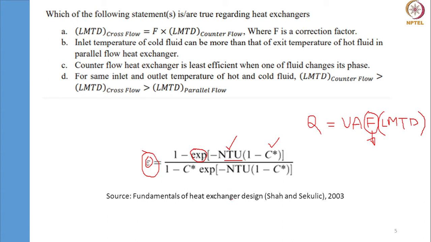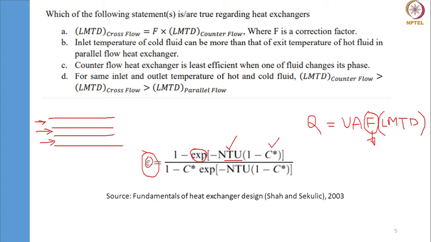We'll find a few expressions for effectiveness and NTU for different arrangements. Like I have told you, there can be cross flow arrangement, counter flow arrangement, and a parallel flow arrangement. Parallel flow is the one where hot fluid and the cold fluid pass in the same direction. Assume that we have two concentric tubes, one inside the other. The inside tube has, say, hot fluid, and the outer tube has a cold fluid, and both of them pass in the same direction. Such a configuration is called a parallel flow heat exchanger.